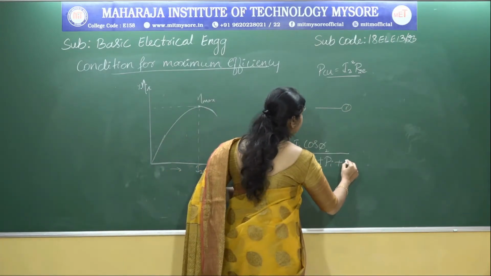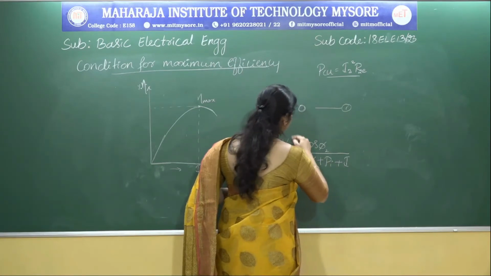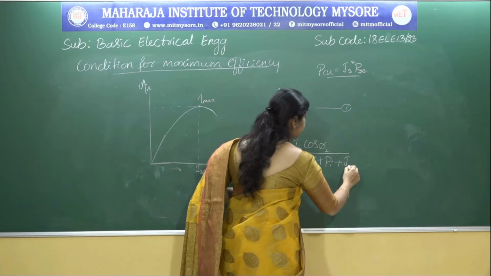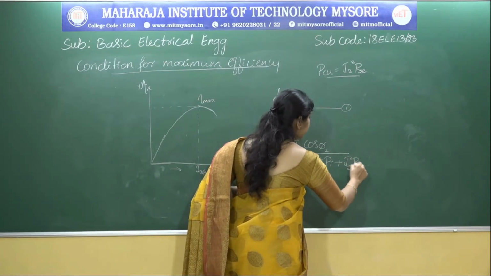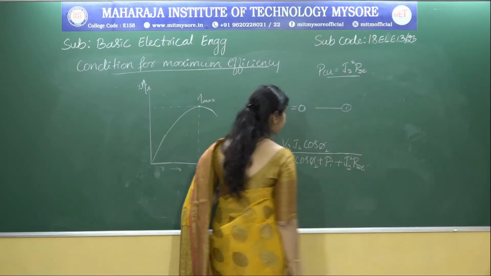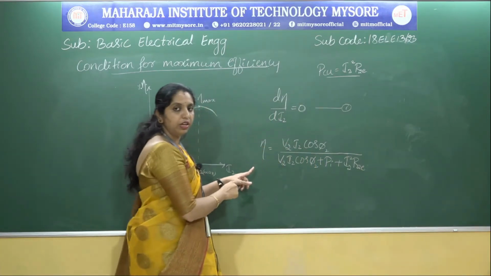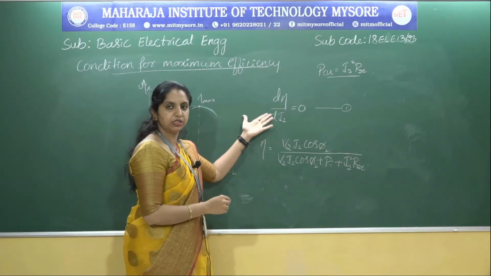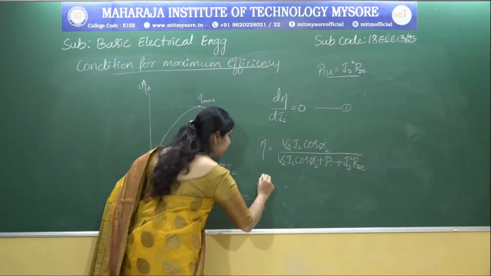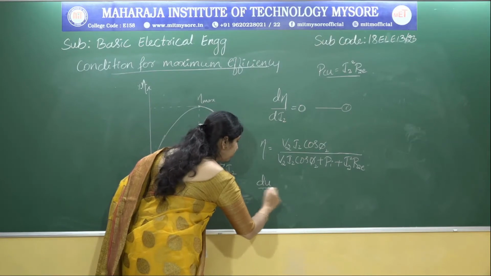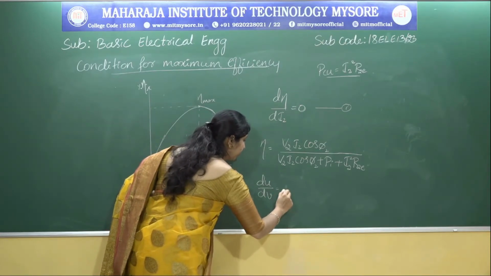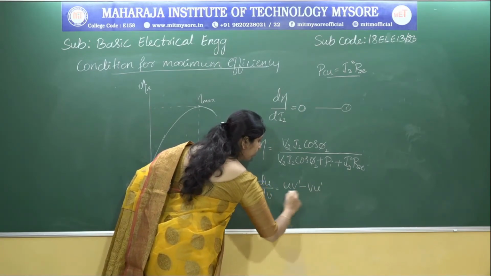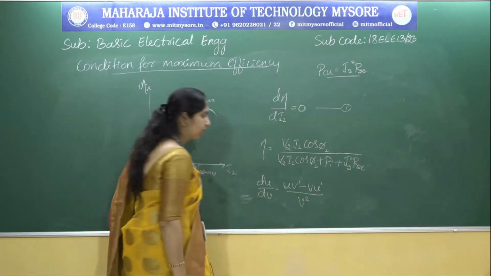I am writing the same equation here. Since we are differentiating with respect to I2, I am substituting PCU in terms of I2, so I2 square into R2E. Now we need to differentiate this expression with respect to I2. How can we differentiate this kind of equation? In differentiation you have already learned that d(u/v) is equal to (u into v dash minus v into u dash) divided by v square.